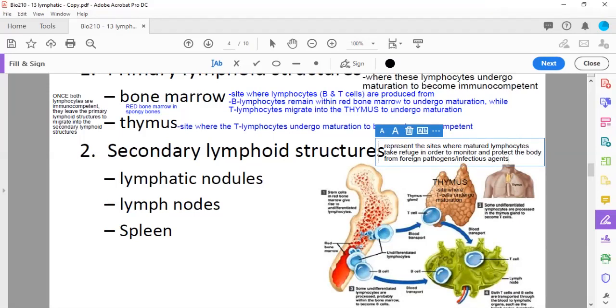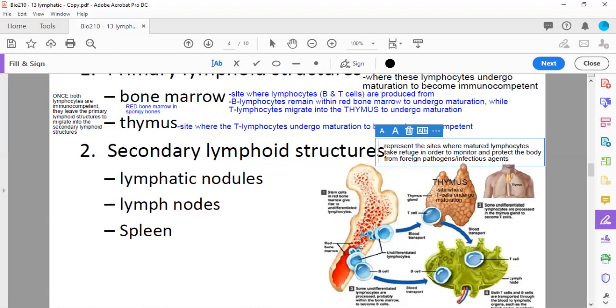So what we know for a fact is that the secondary lymphoid structures are the ones involved with your immunity. Once the lymphocytes are produced and mature in the primary lymphoid structures, they migrate into the secondary lymphoid structures, and they take refuge, or reside, within the secondary lymphoid structures, and they stay there, and they begin to monitor the body and protect the body from foreign pathogens and infectious agents.